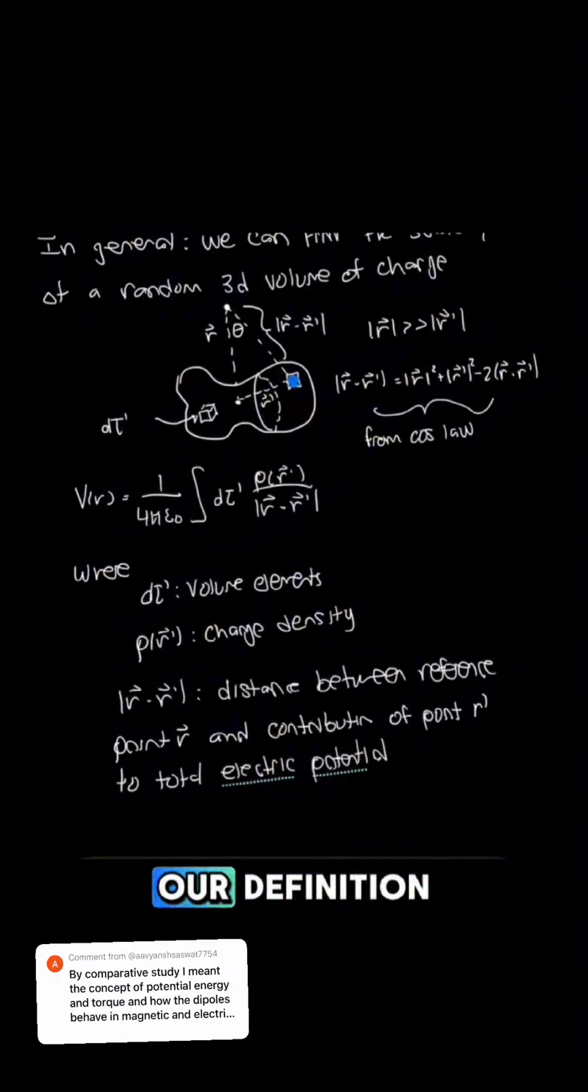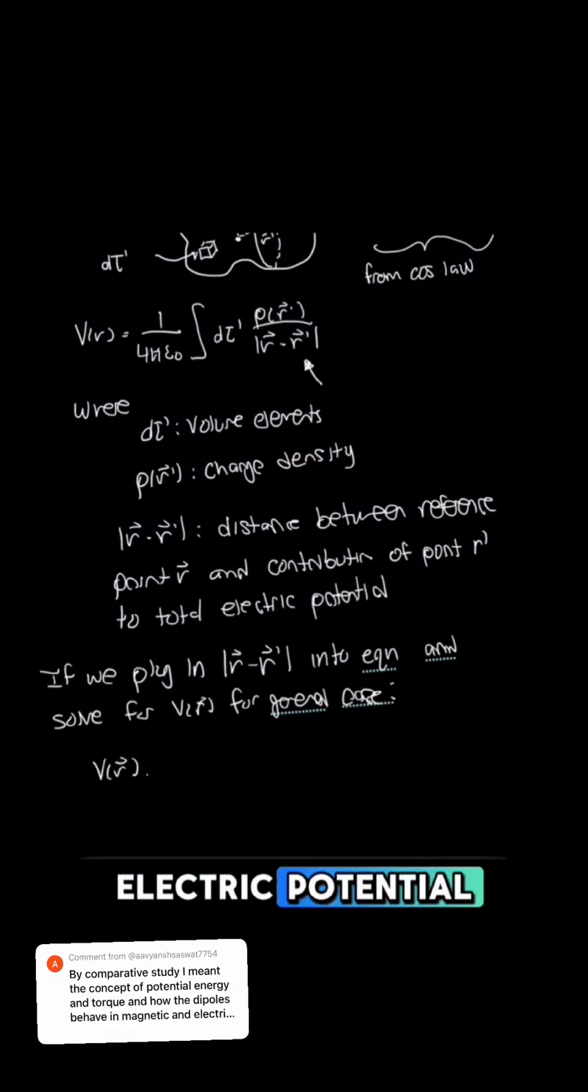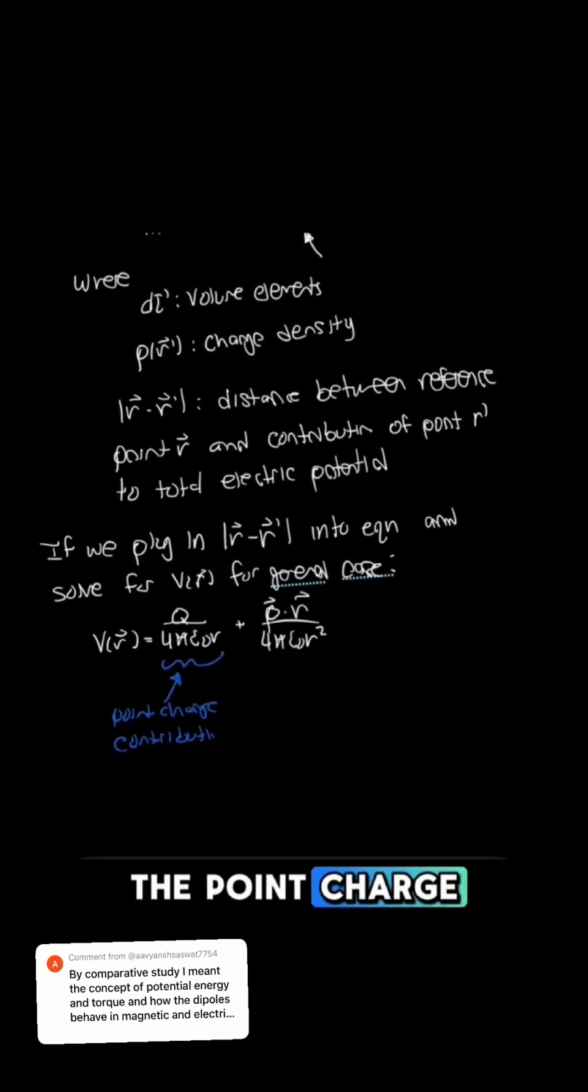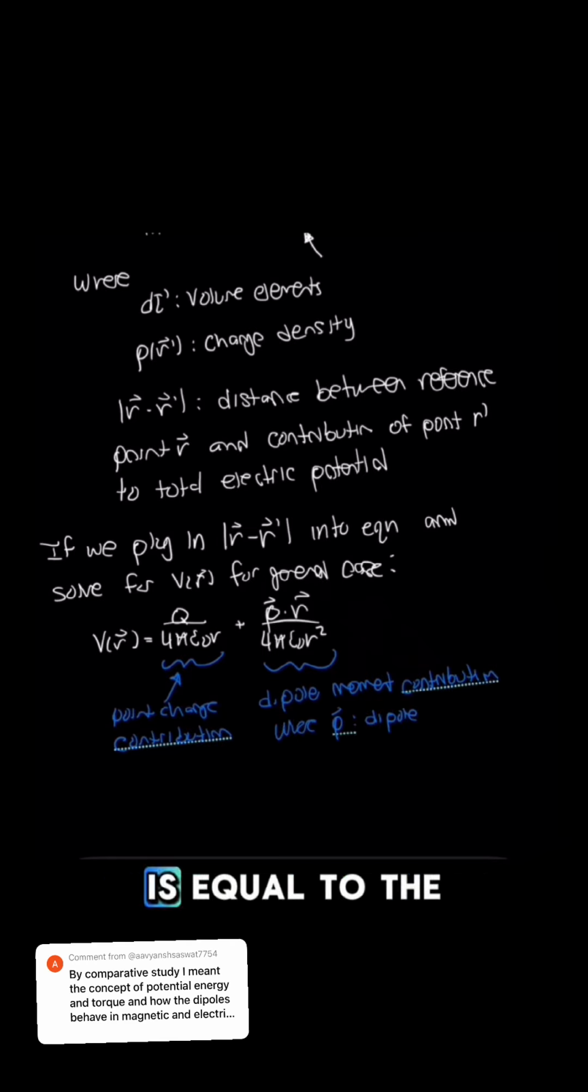If we plug in our definition for R minus R prime into the equation and solve, we can find the electric potential for the general case, which is given by this, where the first term is the point charge contribution, and the second term is the dipole moment contribution, where the p vector is equal to the dipole moment.